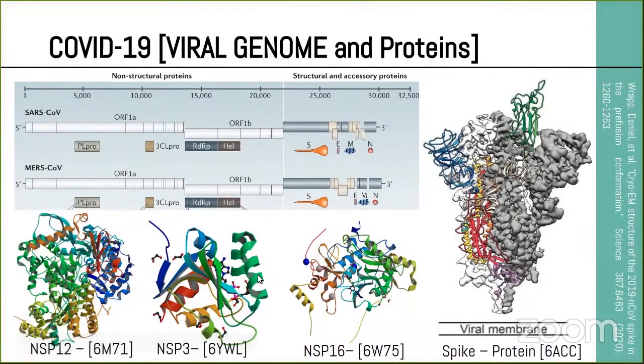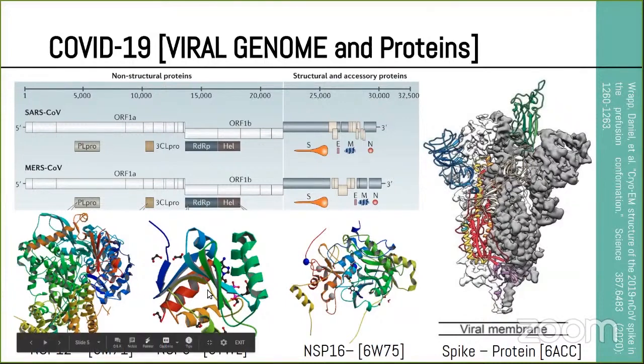For example, NSP16 has a PDB ID, 6M71, available on the Protein Data Bank website. If anybody is interested, they can download the protein structures and go for molecular minimization. I'm going to show all of this, identifying a drug molecule and going for molecular dynamics.